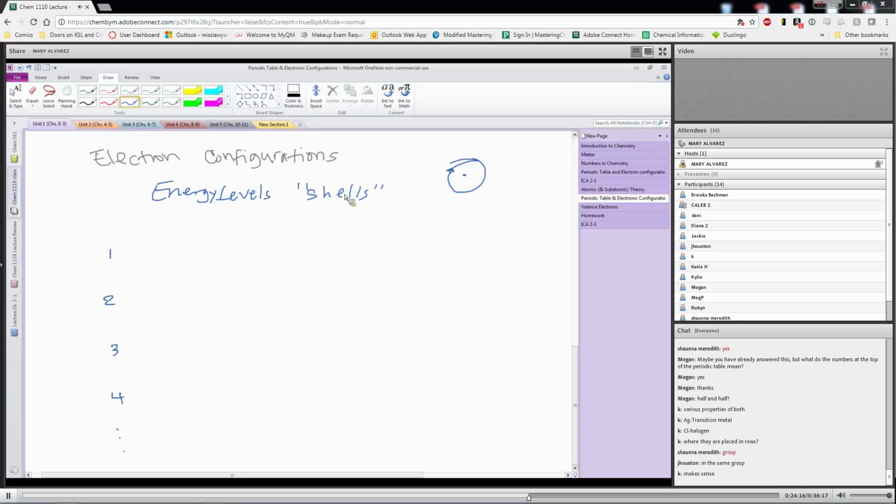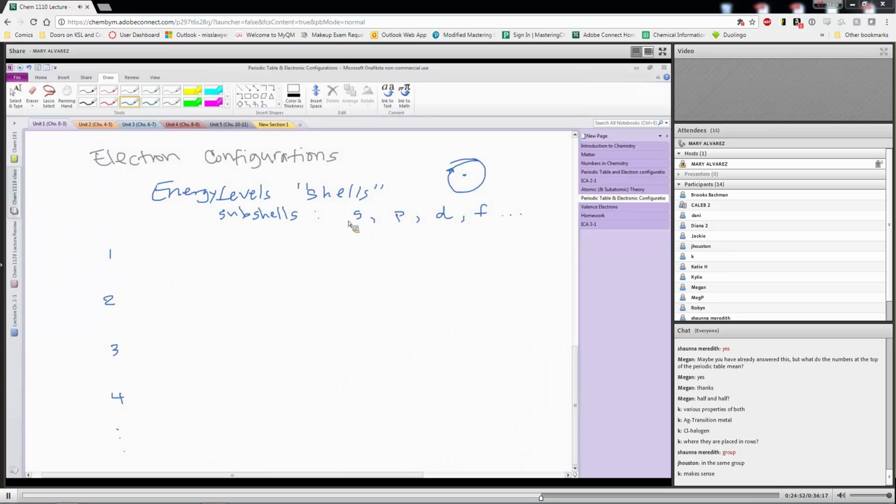In each shell, I have some possible subshells, and each additional shell has additional possible subshells. We're going to call them subshells: we've got the S subshell, the P subshell, the D subshell, the F subshell. There's theoretically then a G and an H subshell, but we haven't actually discovered any elements with that many electrons to fill those subshells. So we're just going to stop there.